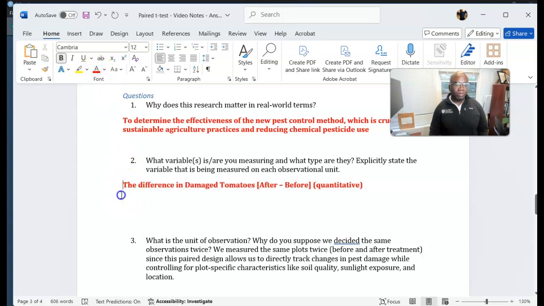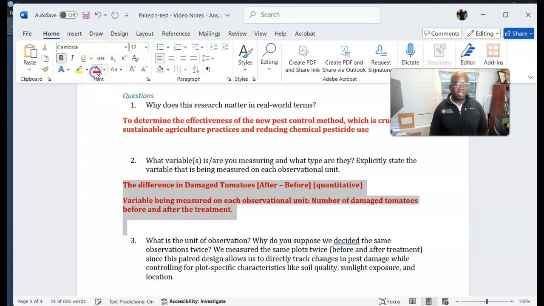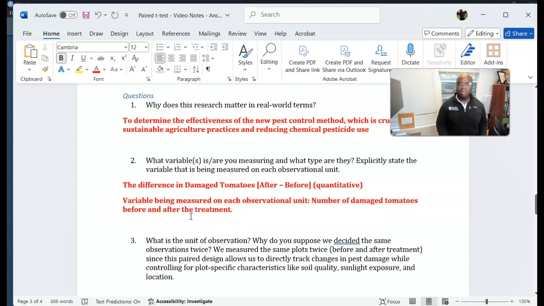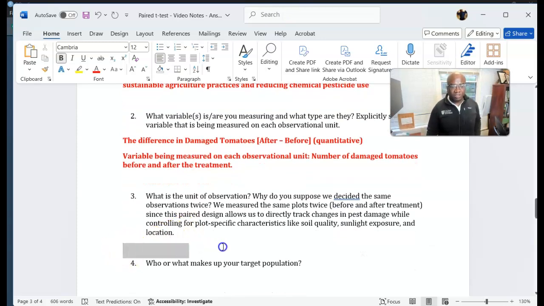In this next point that I'm trying to make, which I emphasized earlier, the variable, the number of damaged tomatoes before and after, makes each of the plots associated with one another. Each group, before and after, has a point that's seen in both groups. So that's the pairing that we are observing. The observation unit is going to be a plot, each tomato plot.